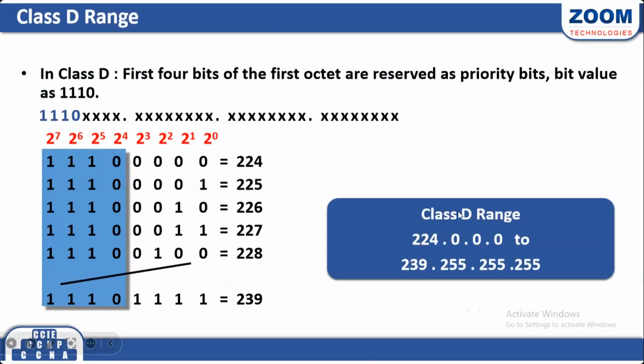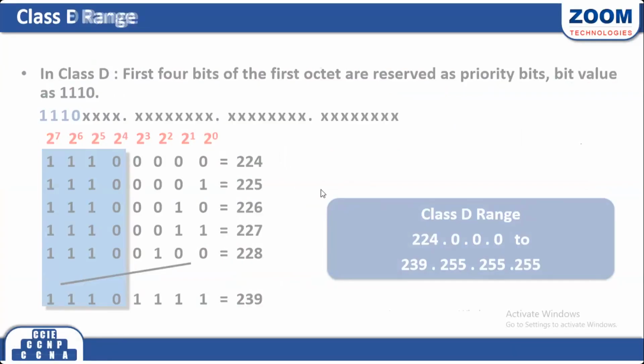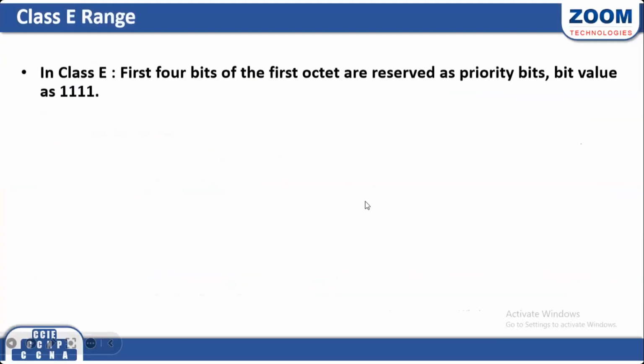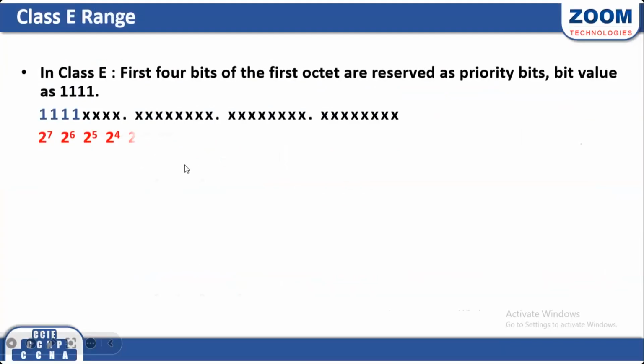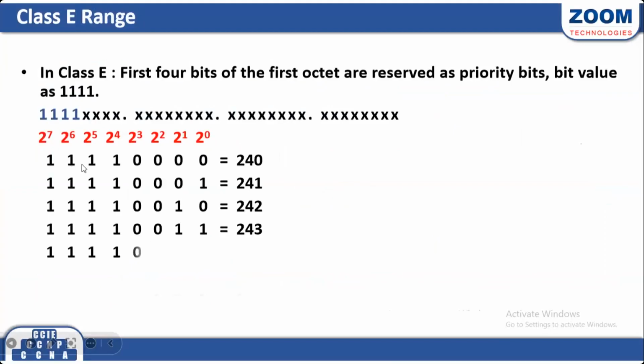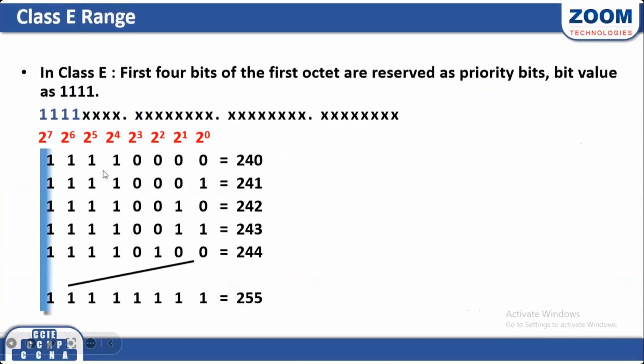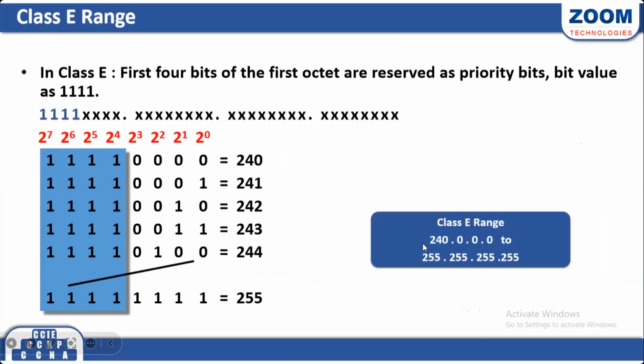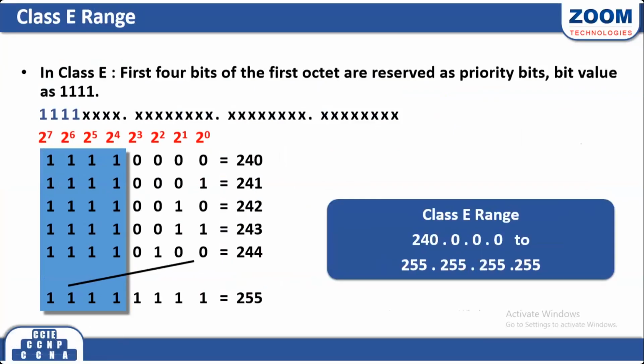Then after this one, the class E range, the last one, 240 to 255, because 255 is the last number. This range is already reserved. The priority bit is 1111, so because of this priority bit, the decimal number 240 is fixed here. This will not change, because the first 4 bits are 1. Then the last 4 bits are 0, because only the last 4 bits will change: 0, 1, 2, 3 like this. So 240 plus 0, 240 plus 1 like this. So we have this last IP address, 255.255.255.255. This is the class E IP address.